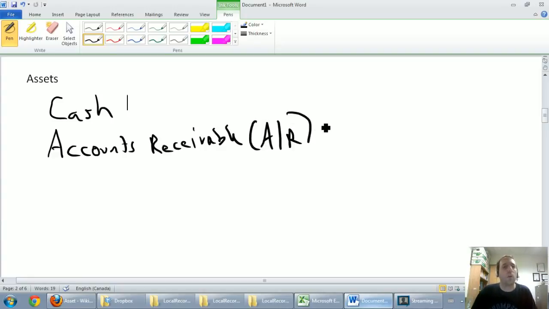Accounts receivable are whenever a customer comes in, they buy something from you, and they don't pay their bill right away. They promise they're going to pay later. It's a short-term asset to you. They owe you money. That's an account receivable.